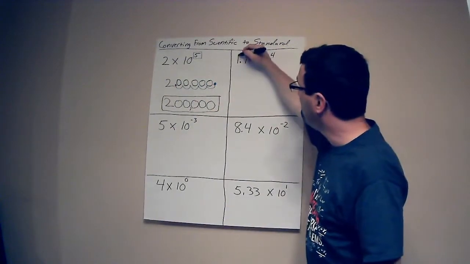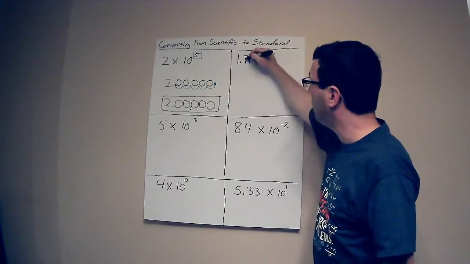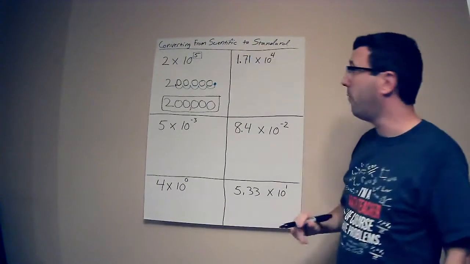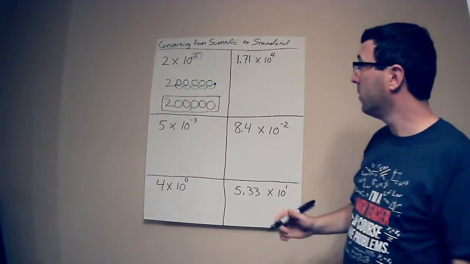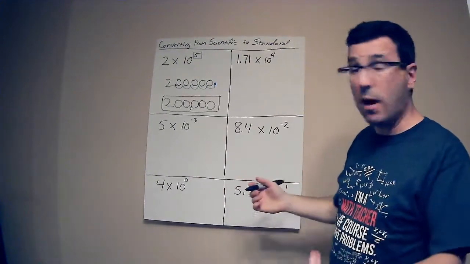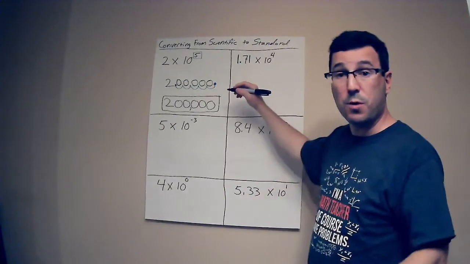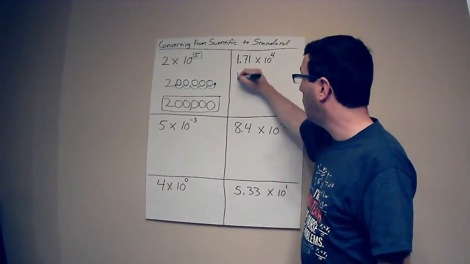Alright, this next one is a little tough to see, but that's a 171. So I have 1.71 times 10 to the 4th. So I'm going to start by writing that number between 1 and 10 down. 1.71.